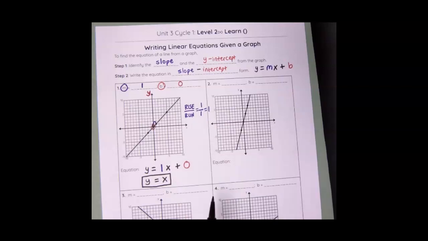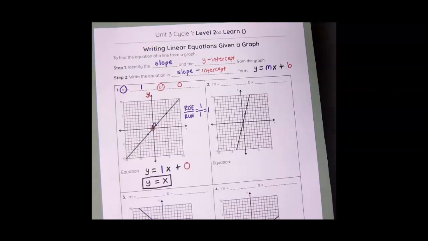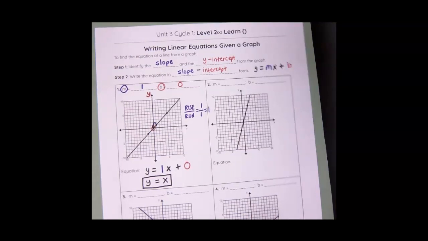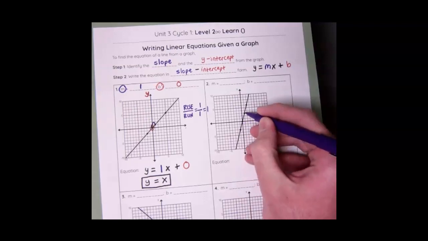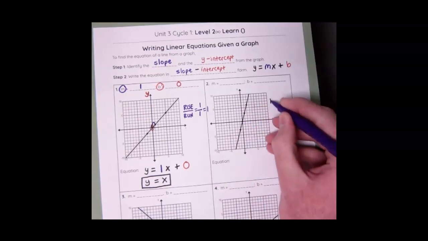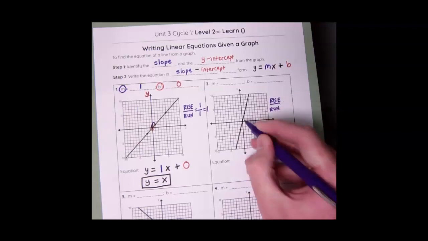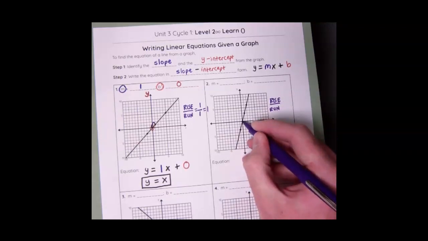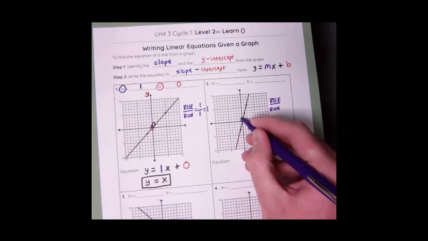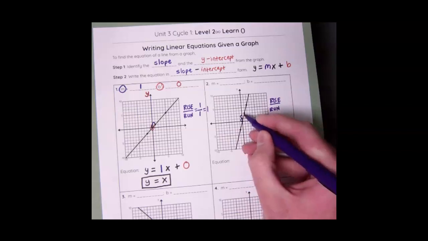Okay, so now I'm trying to find the equation of this graph. First of all, identify the slope. The way I identify the slope is I pick any 2 points, and I find the rise over the run. So I'm going to pick this point right here. I'm going to go up. My rise is 1, 2, 3.